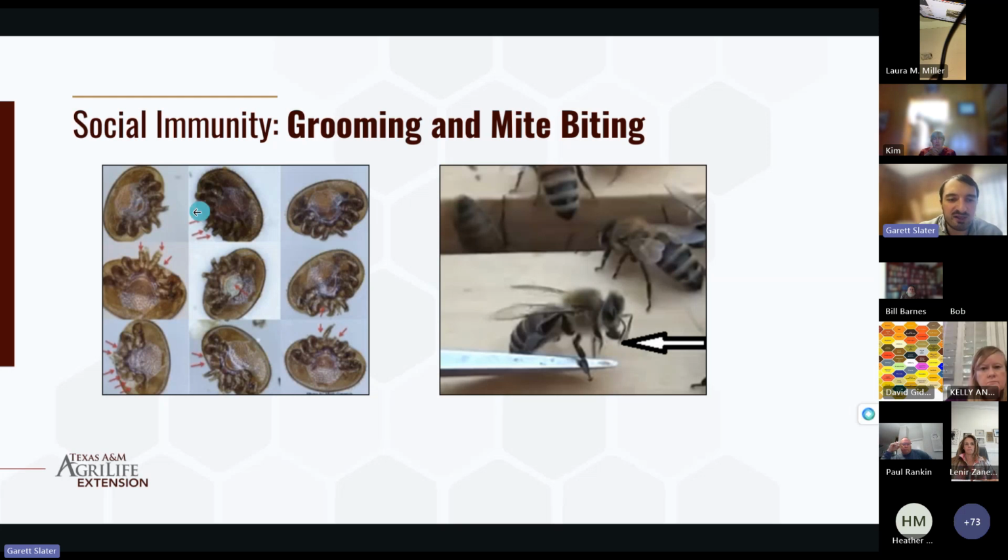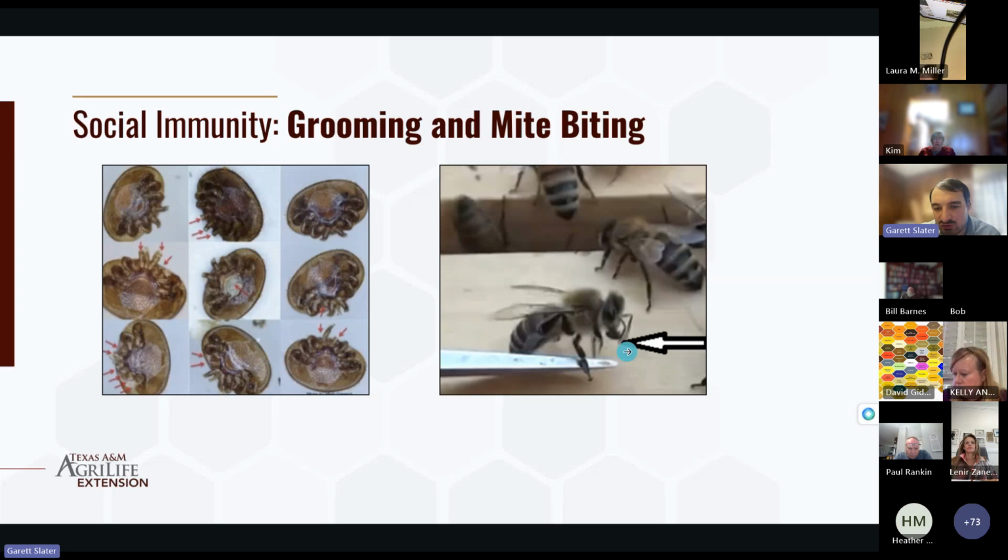So we collected mites on the bottom board. And as you can see from these lines, you can see some of their legs are chewed off. Even this kind of hard exoskeleton was chewed on. And it was just one way, once the mites emerge from the cells, for the bees to bite them and remove them from the entire colony.